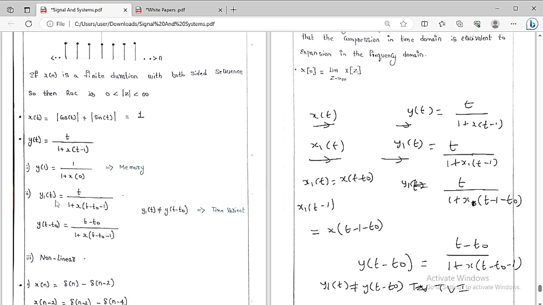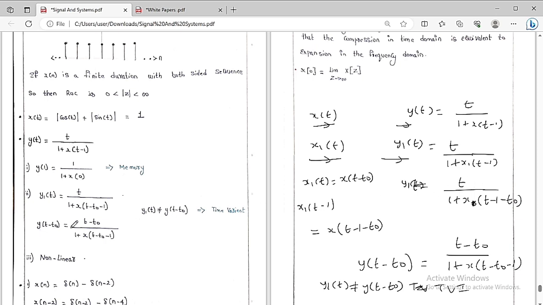If the input is delayed, and the output is the delayed version of the previous output, only then can we say the given system is time invariant. But in this case, it is not like that. So it is a time varying system. Same thing we have written here. What is y1(t)? y1(t) is t by 1 plus x(t minus t naught minus 1). This is the same thing I've got.